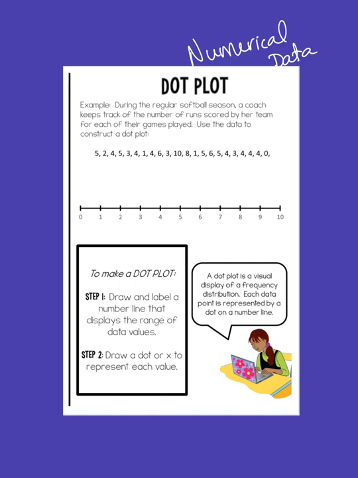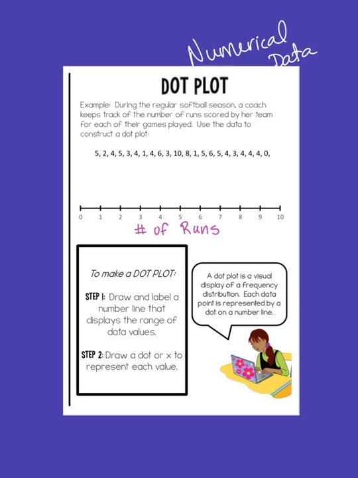During the regular softball season, a coach keeps track of the number of runs scored by her team for each of their games played. Use the data to construct a dot plot. So what this number line is going to represent is the number of runs. This data right here is showing us the number of runs scored by her team. So somebody had 5 runs, somebody had 2 runs, 4 runs. Each dot is representing how many runs the team got during that game.